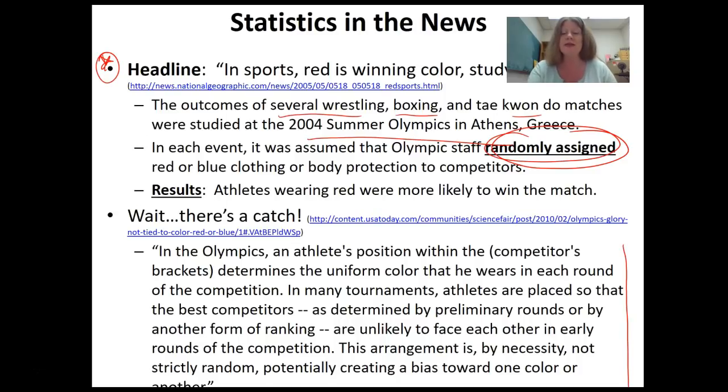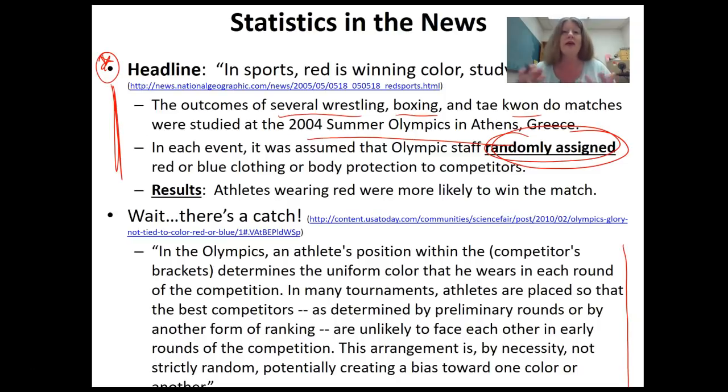And in fact, these other researchers looked at a following year of Olympics. I don't remember if it was 2008 or 2012, but in another year of the Olympics, they found that actually the players who were wearing blue were more likely to win. So they weren't really able to replicate what these original researchers had said was going on.